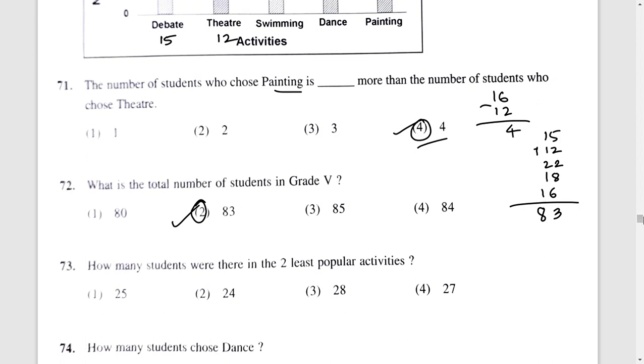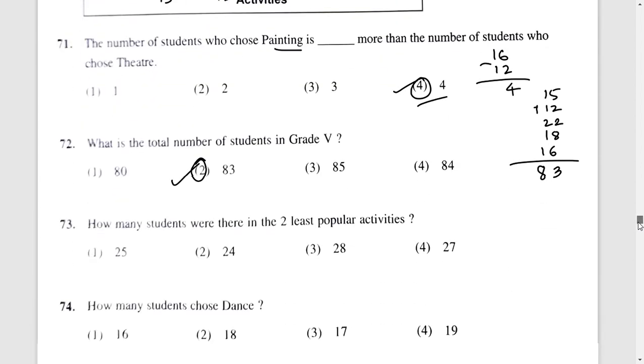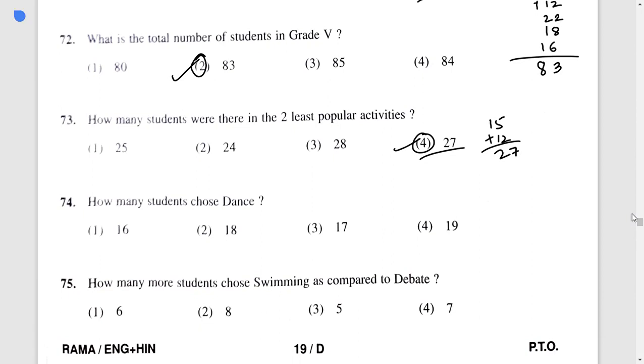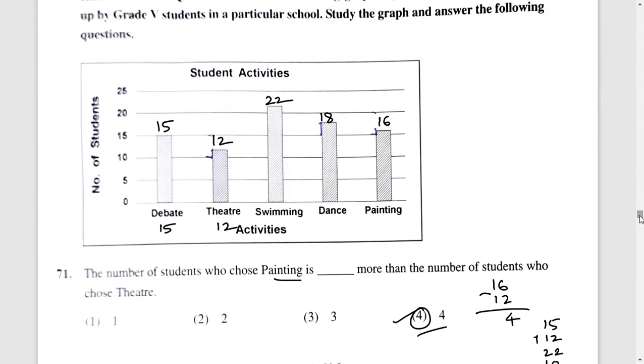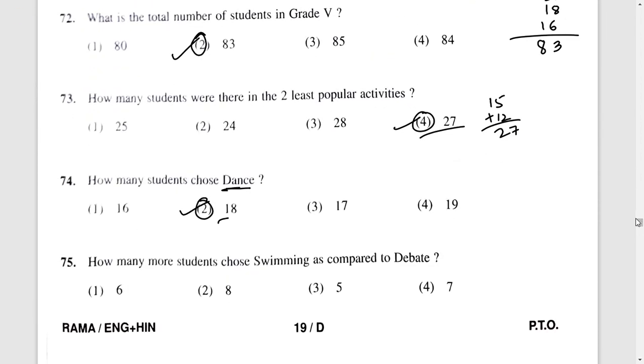How many students were there in the two least popular activities? Least popular activities means you have to look for the smaller numbers. Here 12 is there, afterwards 15 is there. So 15 plus 12 is 27. So option 4 is the right answer. How many students chose dance? See this figure, dance, 18 students they have chosen. So option 2 is the right answer here.